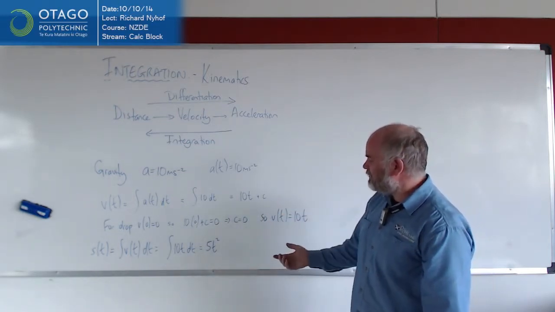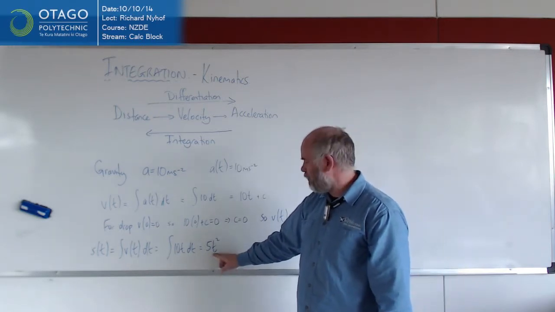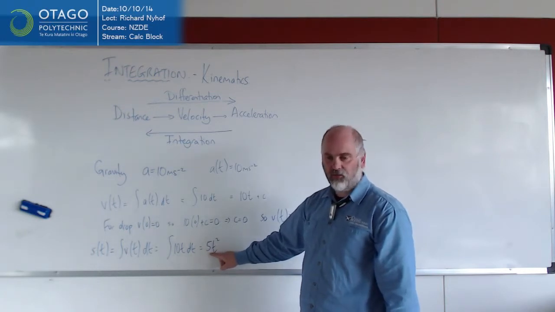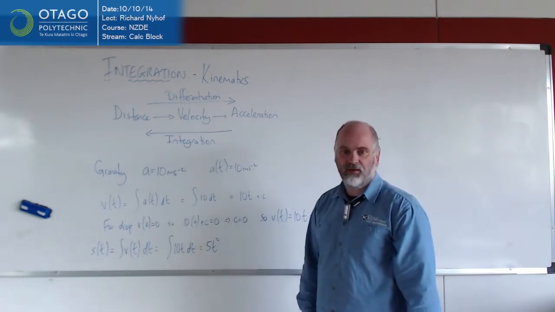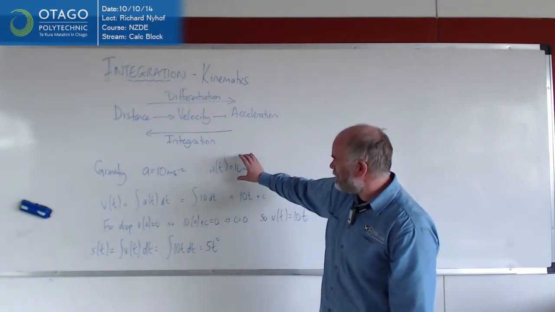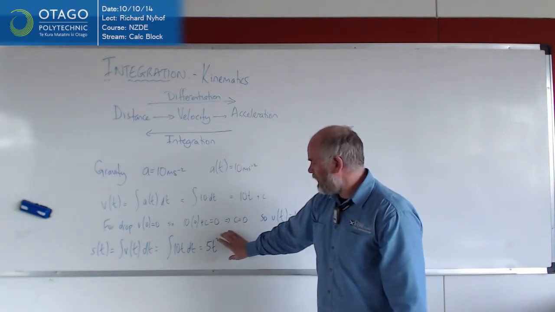If something falls for 4 seconds, how far is it going to fall? Well, 4 squared is 16, times 5 is 80. So it'll fall 80 meters in 4 seconds. Okay? So just because we know the acceleration, we can get a handle on the velocity and on the distance.